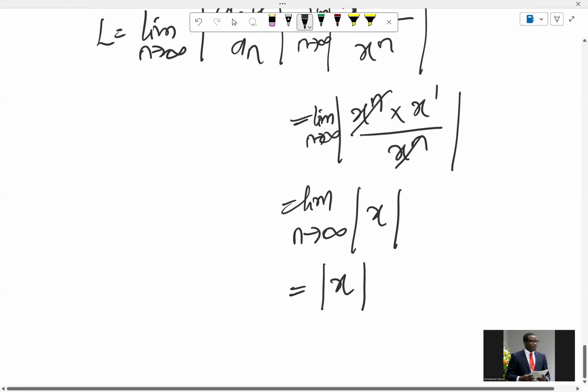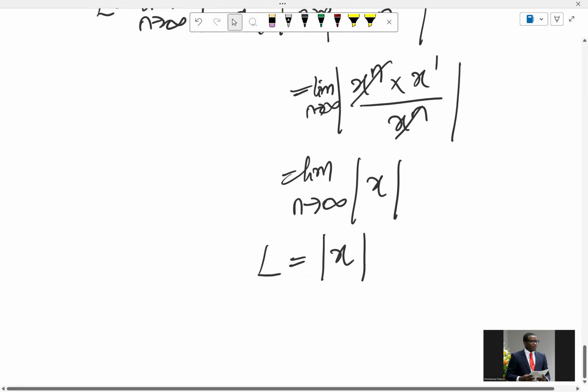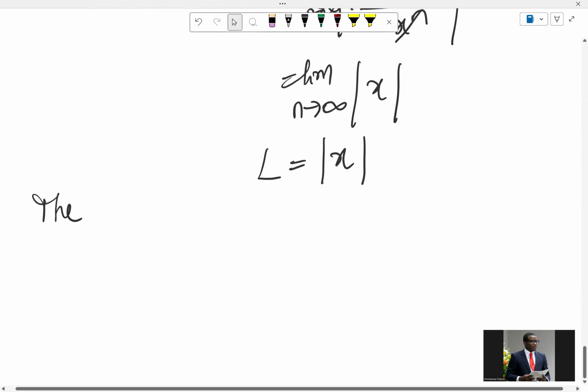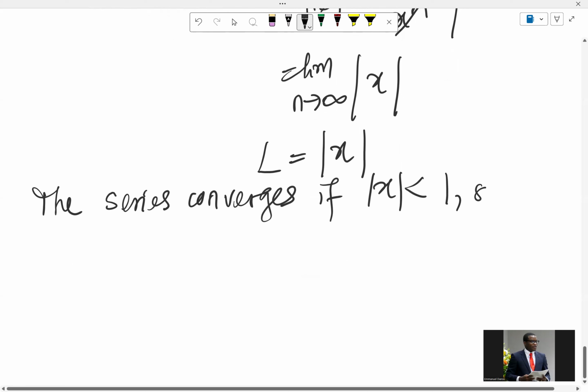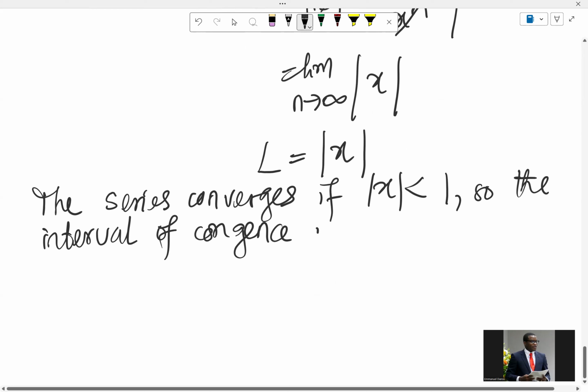The only condition for the limit to exist, for it to converge rather, is that whatever your L is, should be less than 1. So in that case we can say the series converges if the absolute value of x is less than 1. So the interval of convergence is -1 less than x less than 1.